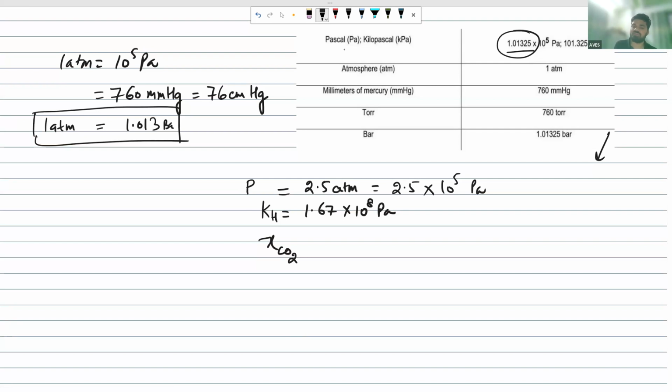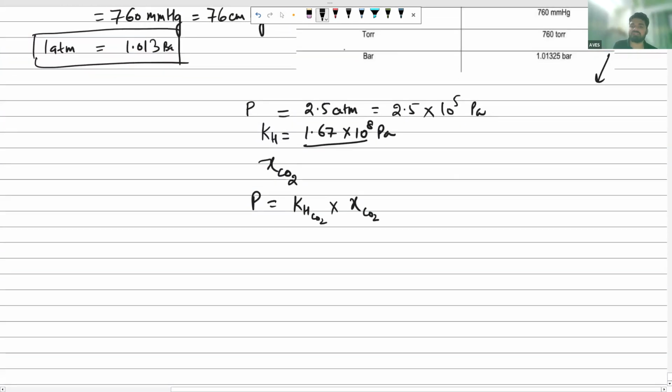This is very simple. First of all, you need to find out the mole fraction, and then you can calculate the number of moles directly by putting the value of CO2. Since this value is very large, remember that the more the value of KH, the lesser will be the solubility. So put this formula this way: P is equal to KH, the constant for CO2, into X, the mole fraction of CO2. Now P is given to you, that is 2.5 into 10 raised to the power 5 pascal.